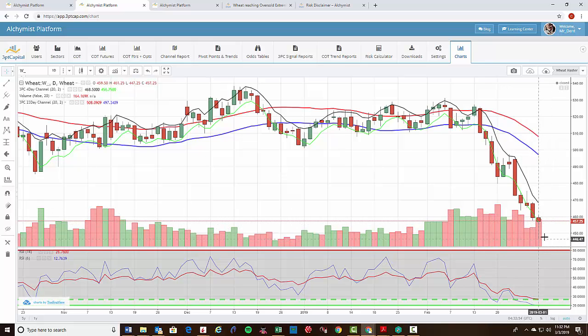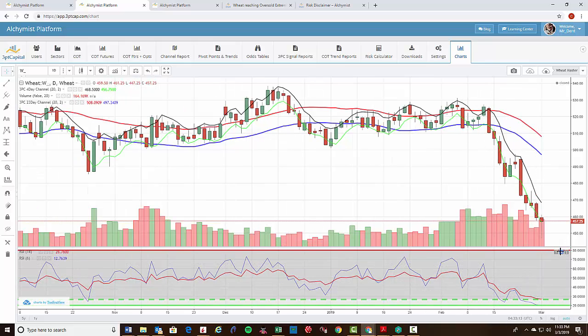Very defined hammer candle on the weekly, on the daily price chart. We can see that price now dived below the 4-day adaptive channel low, and it closed really right at that level, and it was a good uptick in volume as well. We can see the oscillator is way into oversold territory. So again, we believe we're due for a bounce here.